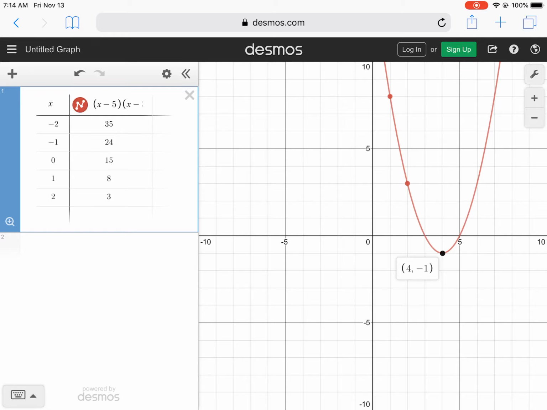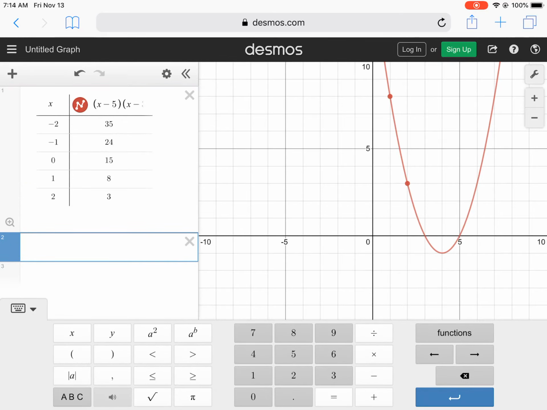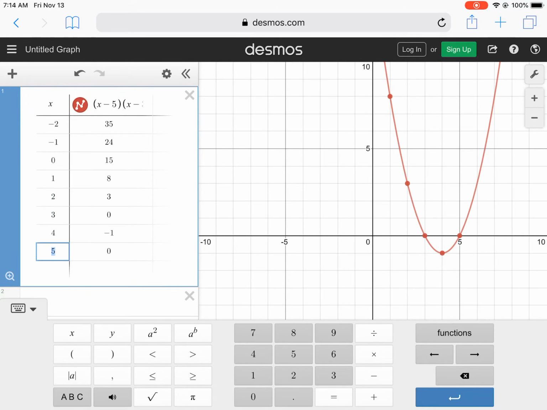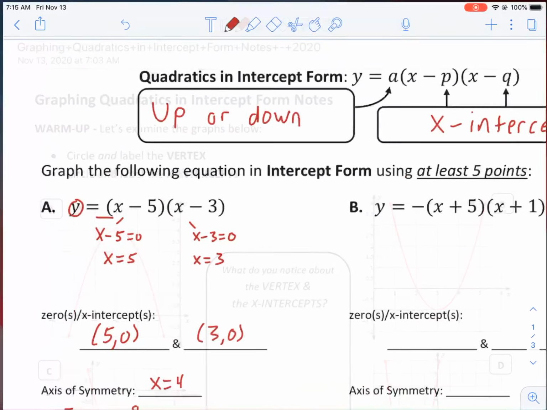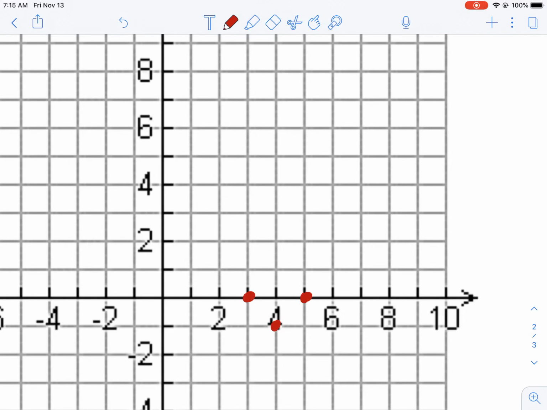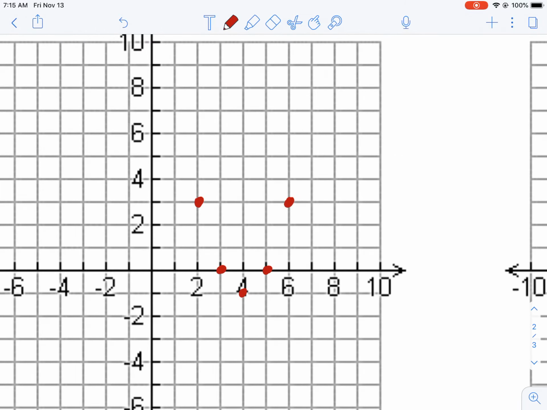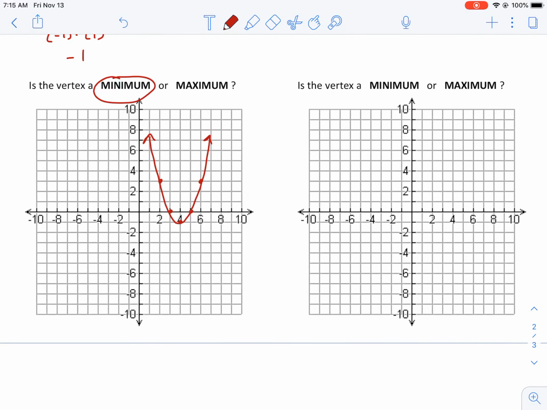Our vertex is 4, -1. So we want to really get the points that are surrounding the vertex. Think about if you want 5 points. We already have the zeros and we already have the vertex. So the other 2 points we want are those 2 points. So we've got 2, 3 and 6, 3. Those are the ones that are going to best fit on our graph. So 2, 3 and 6, 3. So there's our 5 points. And now we can draw our U. And that's graphed.